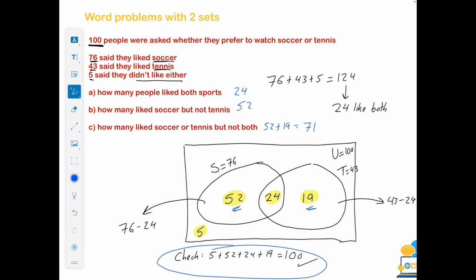Always do this check with the problem solving because it really shows if you have the right answer or not. So those type of questions, we'll see more of them with the 3 sets in a minute. So just keep in mind those type of questions can come up in an exam. Go nice and slowly and just make sure that all your numbers add up to the total number.